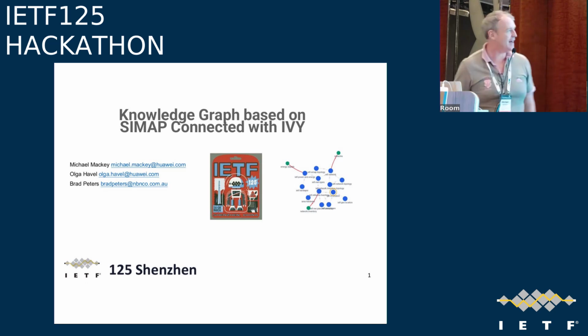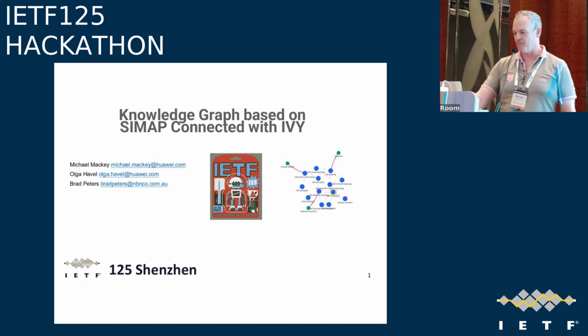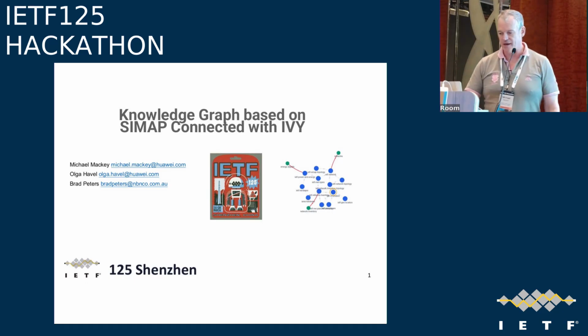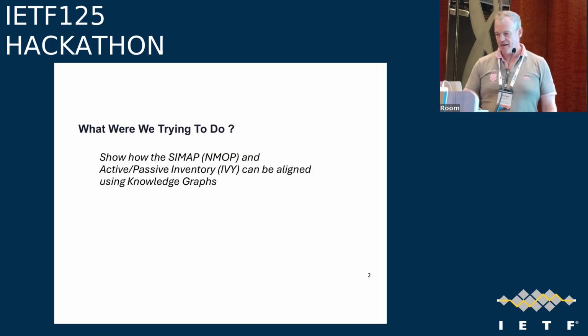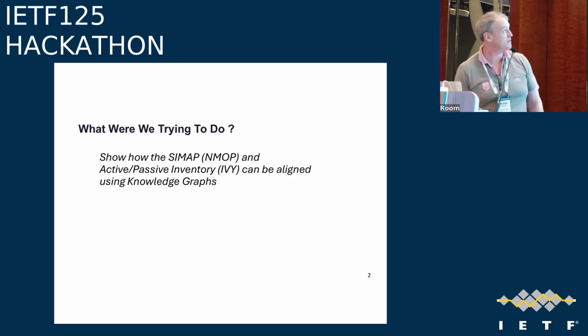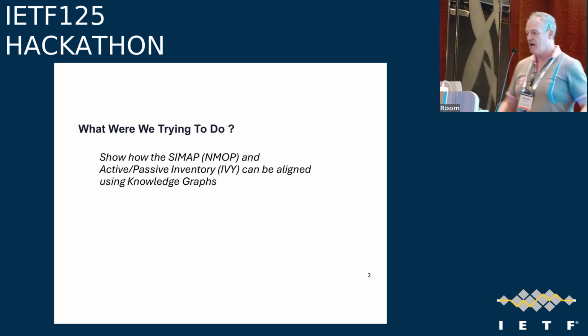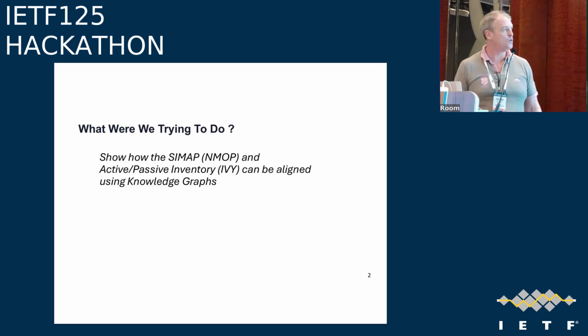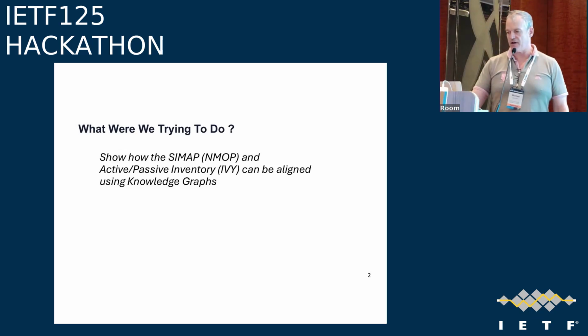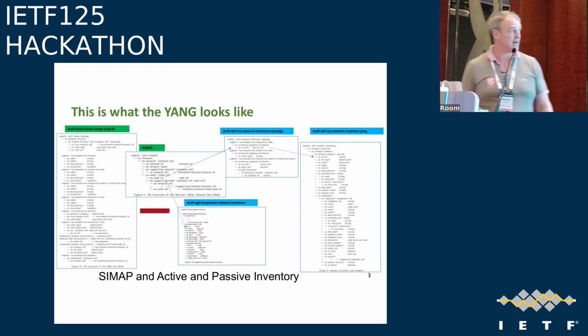Hi, everybody. We have been playing with knowledge graphs and Yang models for a while now on the clock. So what do we try to do with this one? We try to align CMAP and active and passive inventory, to see how they can be aligned using knowledge graphs, or how knowledge graphs can be used to view how they're connected, and in the case, surprise, surprise, sometimes they're not, how we can make sense of that.